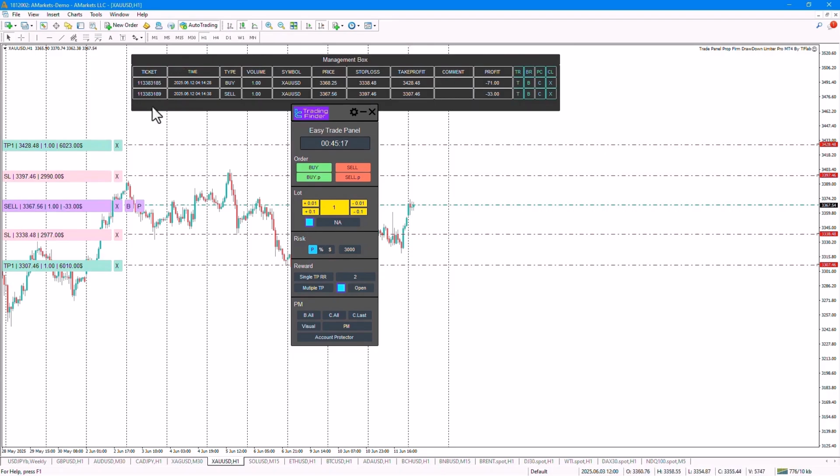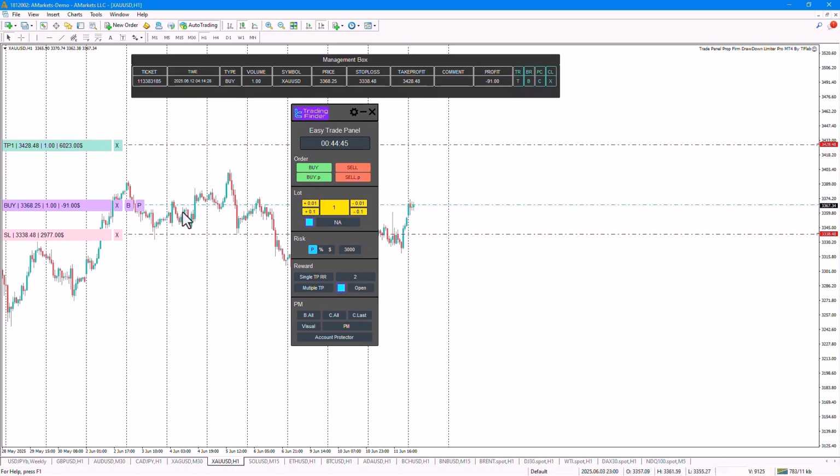And in this section, we can view information such as the ticket, entry time, trade type, trade volume, trading symbol, entry price level, stop loss level, take profit level, comment, and finally the amount of profit or loss for the trade. On the right side, there are options for trailing stop, break even, partial close, and close for each trade. And by clicking on the close option, we can close our trades.